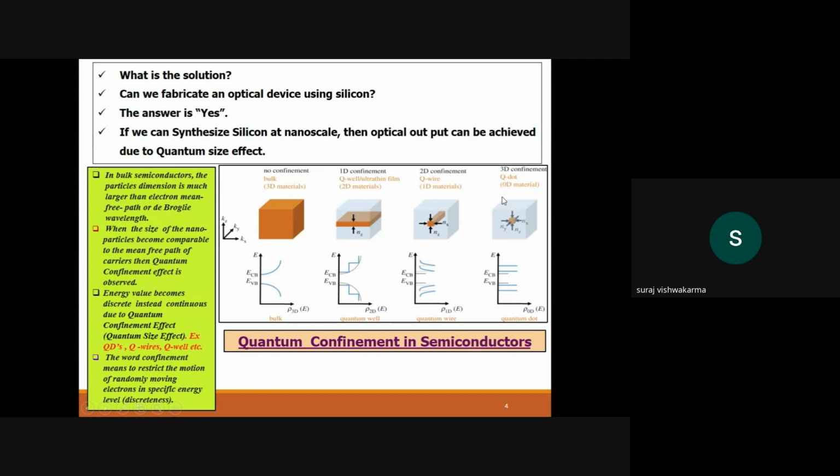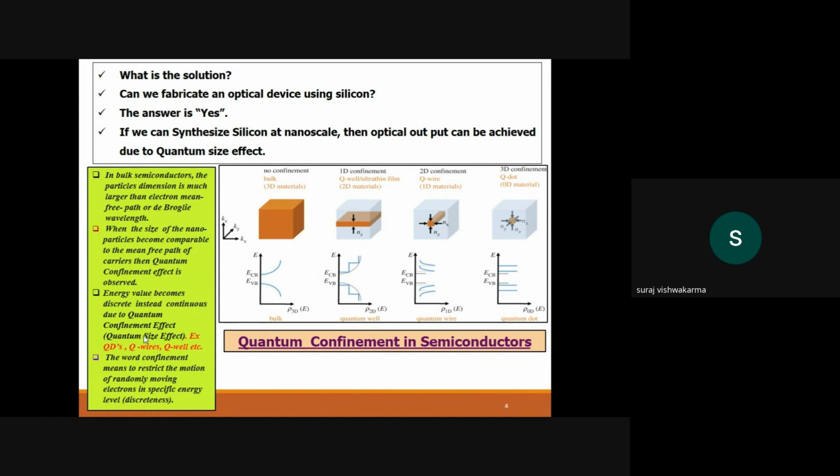You can see over here, this is the three-dimensional quantum dot. The progression from bulk towards one-dimensional and two-dimensional nanomaterial. These are nanomaterials, and this is the three-dimensional nanomaterial where we see the energy is getting converted. The band is changing from bulk into a discrete one, so the energy value becomes discrete instead of continuous.